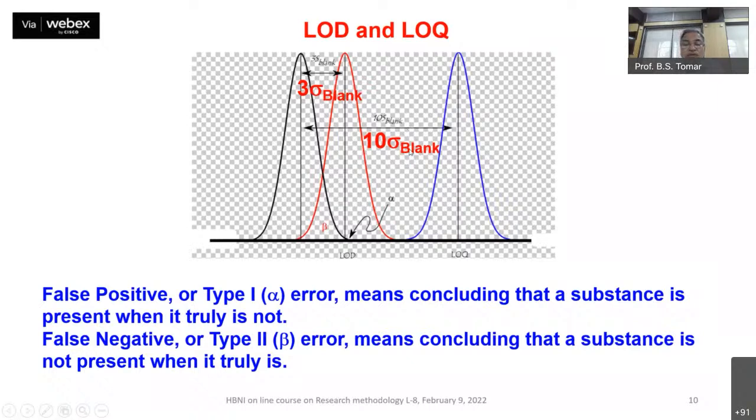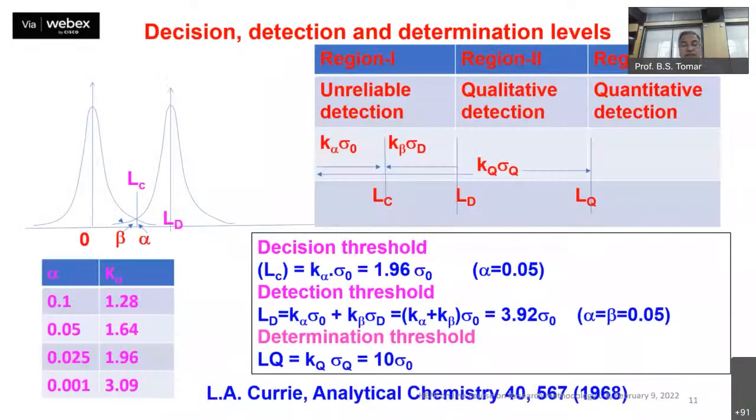So in fact, you will find different types of formulation with regard to limit of detection and limit of quantification. So this may not be true if you read some other paper. So to clear these doubts, I thought it better to follow some standard literature. And for that, I have taken the data from this paper, L.A. Currie, Analytical Chemistry, Volume 40, 1968.